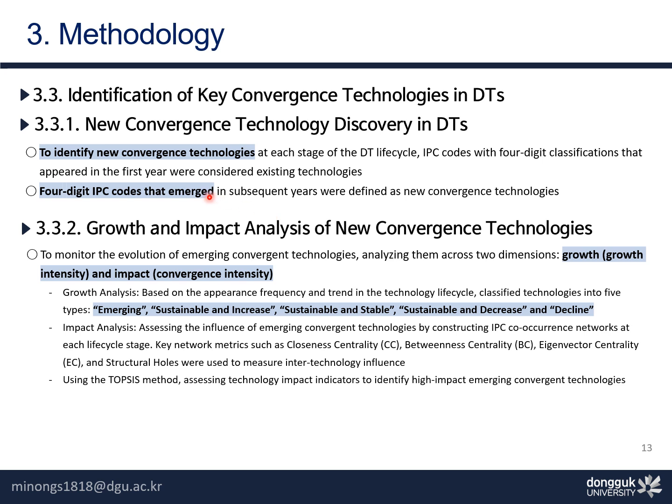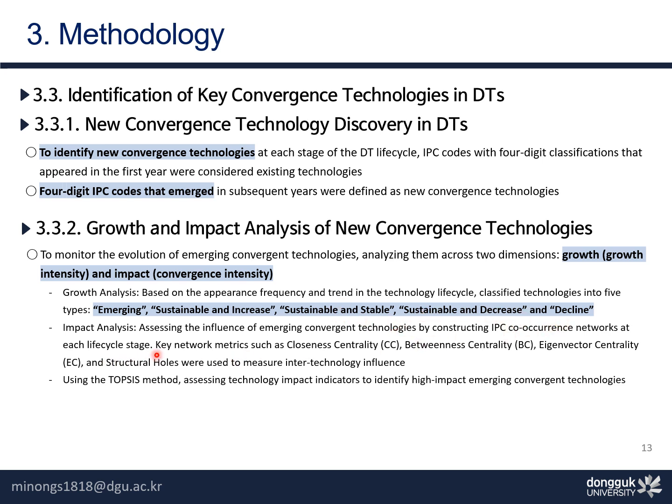Step 3 is identification of key convergence technology in DTs. IPC codes from the first year are considered existing technologies, while those emerging in subsequent years are defined as new convergence technologies. For growth and impact analysis, we monitor the evolution of new technology by analyzing growth in activity and impact. Growth is classified into five categories: emerging, sustainable and increase, sustainable and stable, sustainable and decrease, and decline.